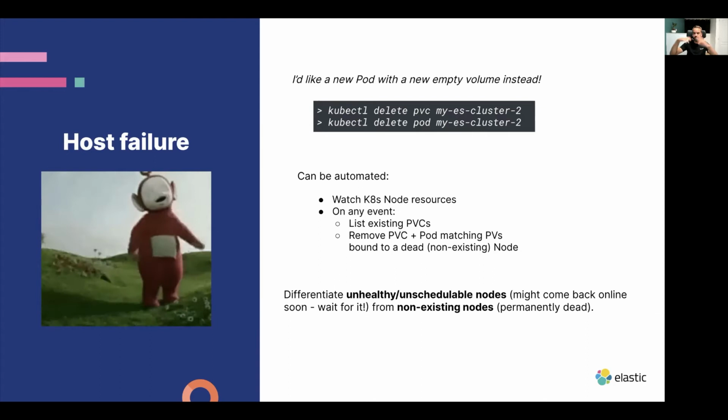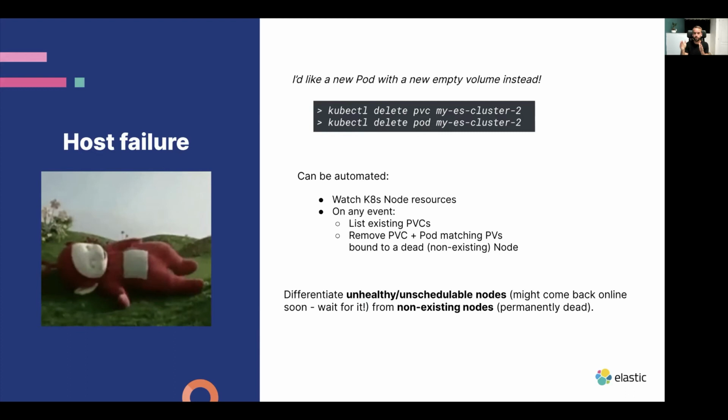So what you could do here is write a small script or a small controller that you deploy in Kubernetes. And that controller would basically just watch the Kubernetes node resources. And whenever there's a change on any of the nodes, like you could indicate that one of the nodes is suddenly unavailable, what you could do is list the existing persistent volume claims and check if one is on one of those failed dead nodes. And if that's the case, then you just remove that volume, remove the pod, and both are going to be recreated somewhere else automatically. And this can be made automatically.